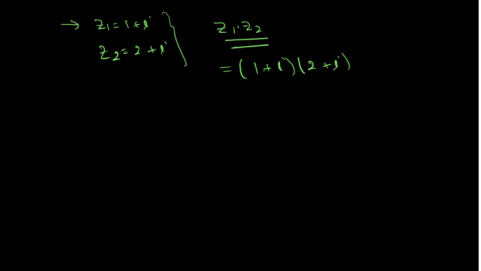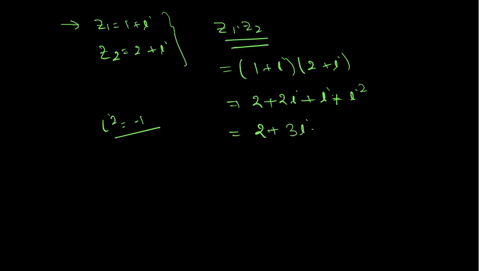So if you do the multiplication, 2 will get multiplied by 1, so it will come 2 plus 2i plus i minus i square, or plus i square, yes, plus i square. So you know i square is nothing but -1. So you can do it 2 plus 3i minus 1. So if you solve it, you will get 1 plus 3i.